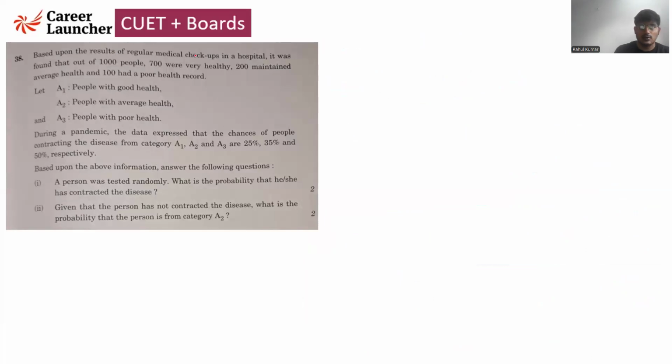In a regular medical checkup in a hospital, it was found that out of 1,000 people, 700 were healthy, 200 and 100 are given as A1, A2 and A3. Now, during the pandemic, the data expressed the probabilities that A1, A2 and A3 will get the disease. Now, in the first part, what we need to find? After the test, what is the probability that he or she has the disease?